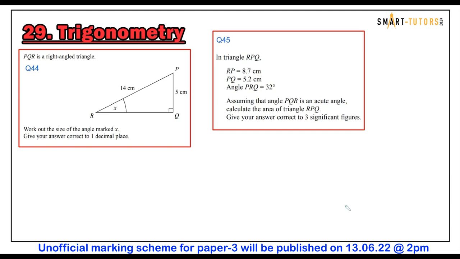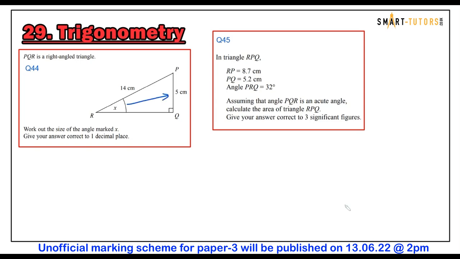Topic number 29, trigonometry. In trigonometry, they already ask a question in cosine rule and sine rule in paper 2. So this is going to be a straightforward SOHCAHTOA equation, straight line, right angle triangle equation. So we will see a couple of questions. Question number 44 and 45. PQR is a right angle triangle. Work out the size of the angle X.